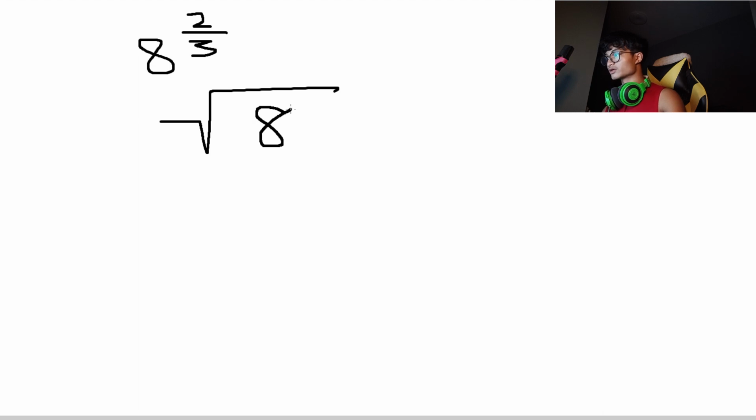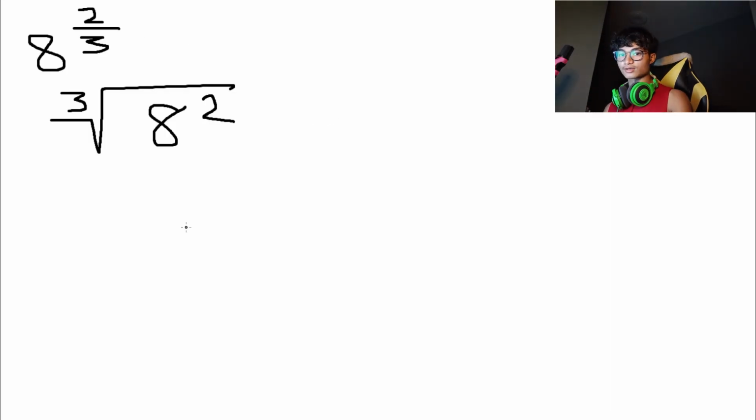Now let's move on to another example, which is a little more complicated. 8 raised to 2 over 3. Now how do we do this? Once again, find where the denominator goes and find where the numerator goes. The denominator goes in the root, and the numerator goes in the exponent. And now we just simplify what is the cube root of 8.